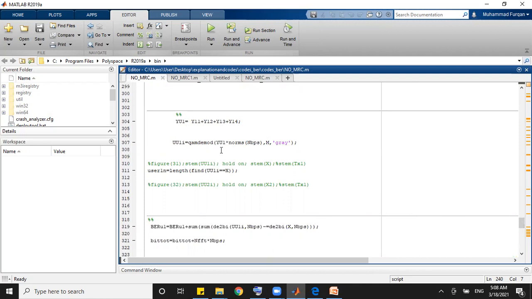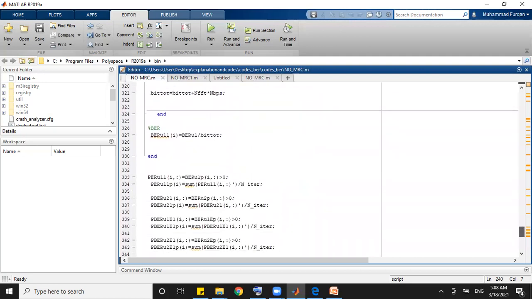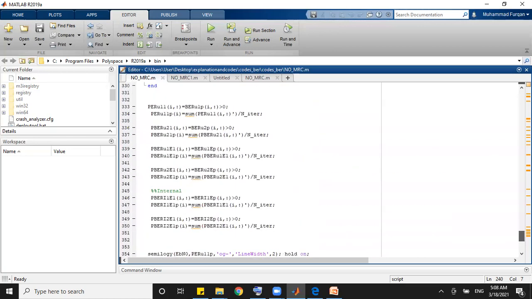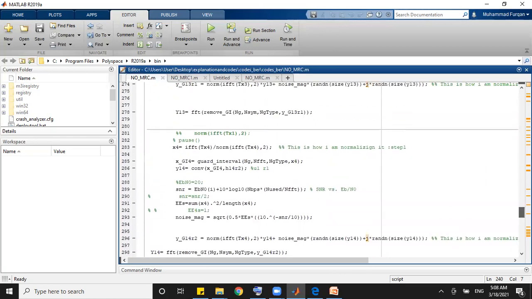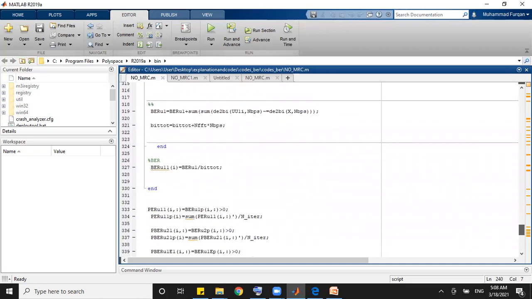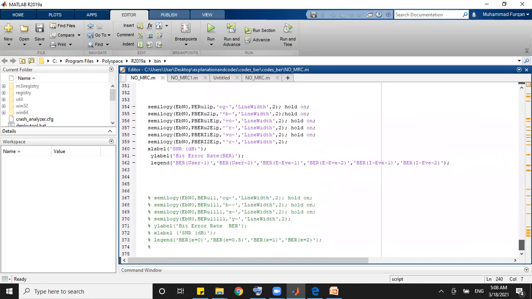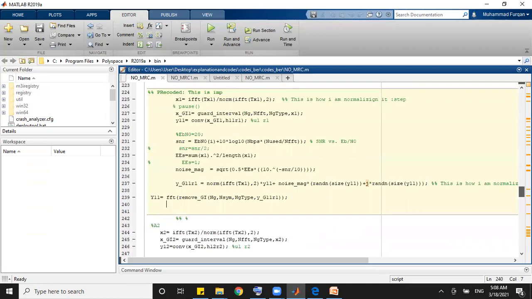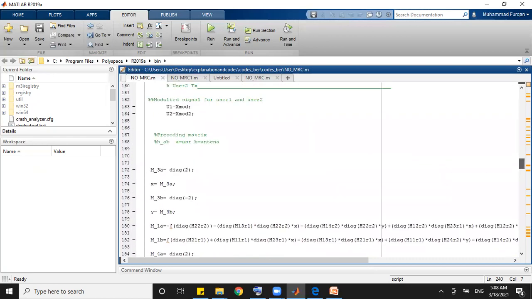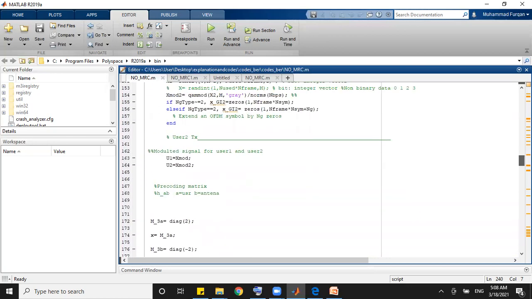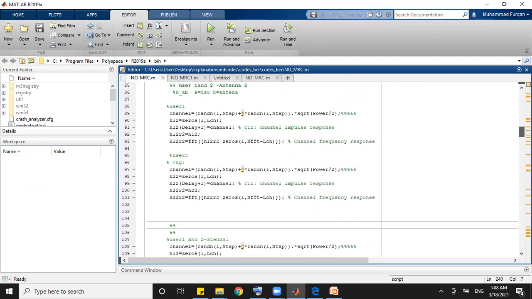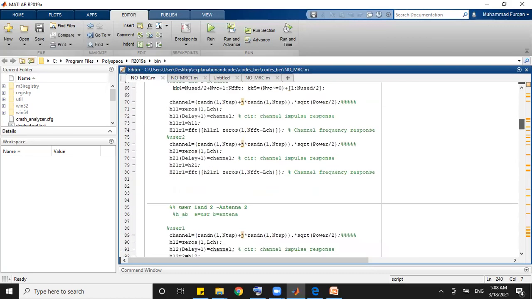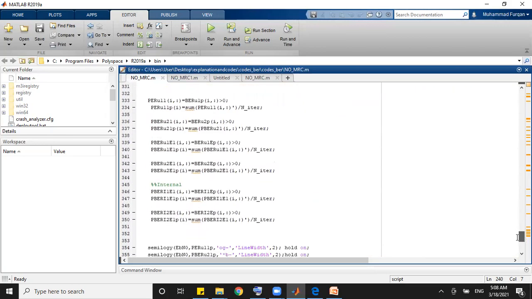So we did the demodulation of the user 1 signal, and then use the bit error rate formula for the calculation of bit error rate, throughput, and peak to average power ratio. So I hope you understand. The basic idea of this lecture is to make you understand the code. I hope you have understood this code very well.